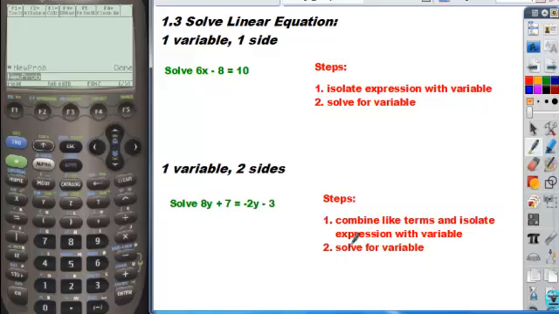Solving these by hand, very simple. These are just basic linear equations with one variable. Okay, so I'll go through those really quickly, and then I'm going to show you on your calculator.